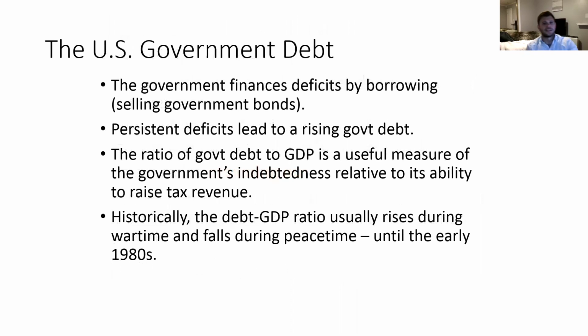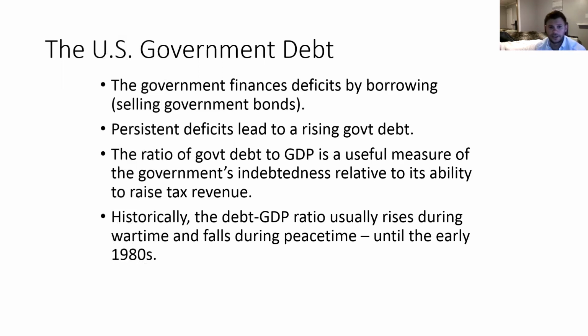Again, the government finances deficits by borrowing, which it does through the selling of government bonds, and the accumulation of persistent deficits increases the government debt, which we discussed is around $21 trillion, just above the amount of annual GDP in nominal terms of about $19.1 trillion for the U.S. economy. The ratio of government debt to GDP is a pretty useful measure of the government's relative indebtedness relative to its ability to use its income to pay that debt off in a given year.